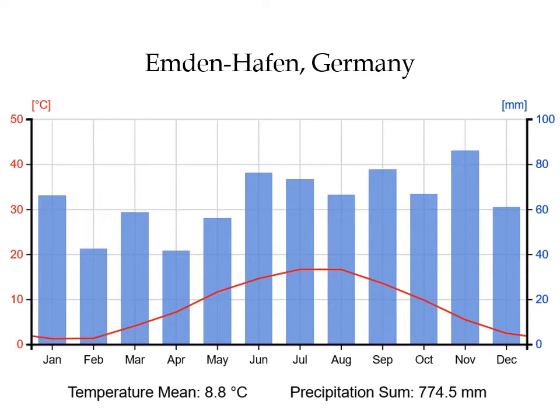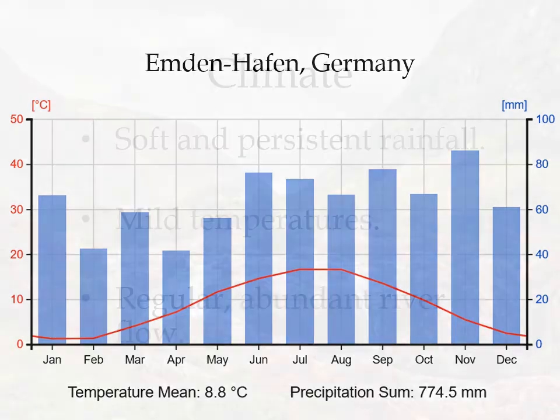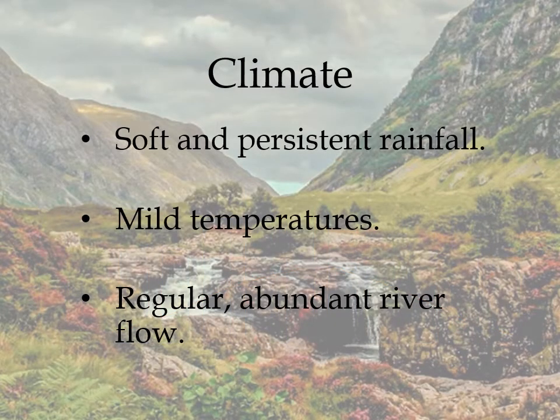So the temperatures are mild, meaning that the summers aren't so hot and the winters aren't so cold. The difference between them, the temperature range, is not so high because of the influence of the sea that balances the temperatures. So they have a soft and persistent rainfall, so it doesn't have terrible huge storms, but it rains constantly along the year.